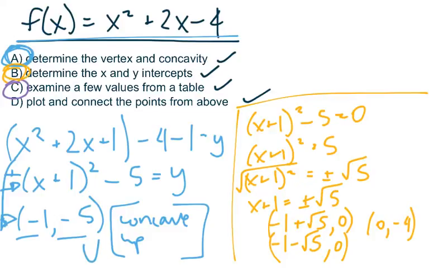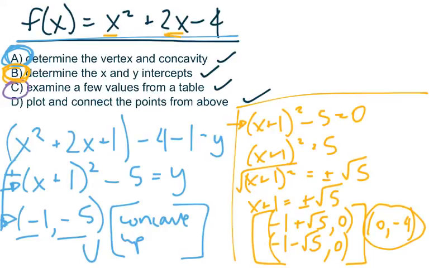Then we can determine the x and y-intercepts. So the y-intercept is simple: when x equals 0, y equals −4. And then for the other two intercepts, you can use the vertex form equation, set it equal to 0 and solve for x, which gives you the x-intercepts, which will be (−1 + √5, 0) and (−1 − √5, 0).